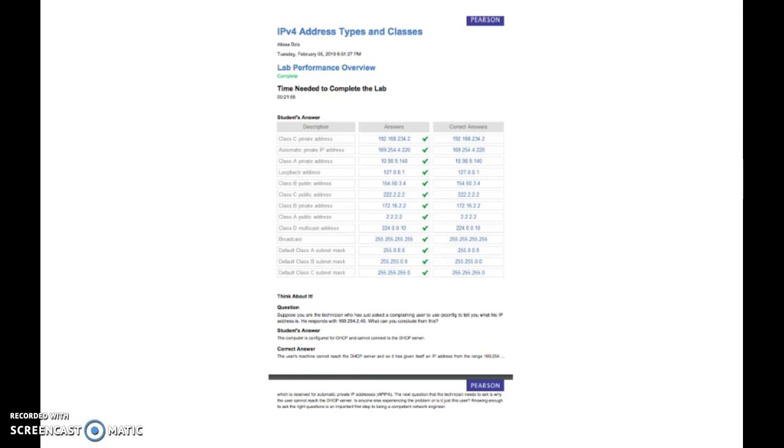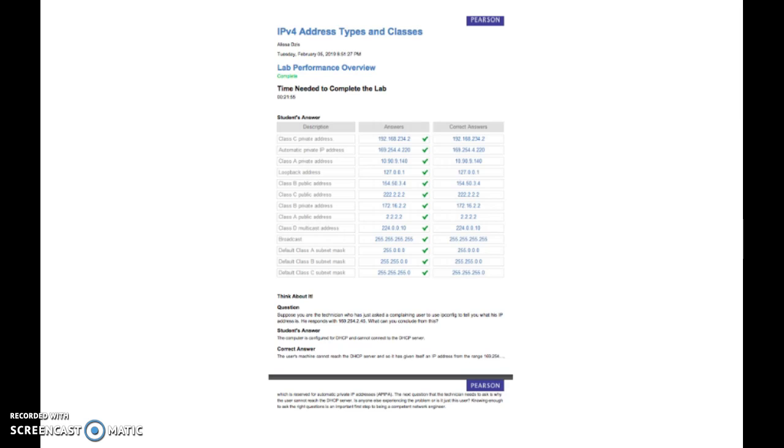The first lab that I am going to be talking about is the IPv4 address types and classes. This was a challenge for me. I know nothing about computers and computer language, so trying to learn the different classes and types of IP addresses was a challenge. Particularly, I have never been inclined to numbers. Numbers don't like me, I don't like numbers.